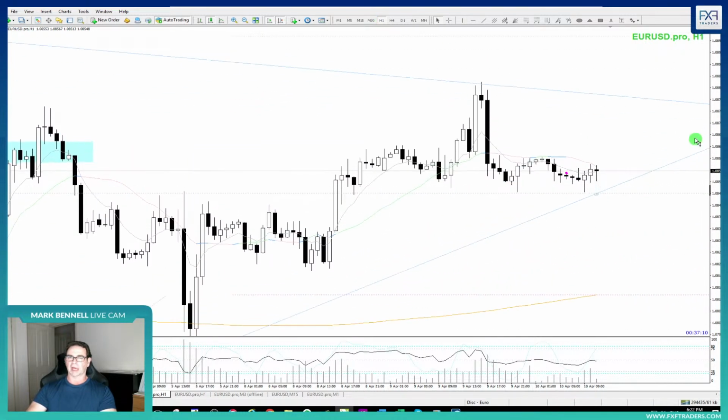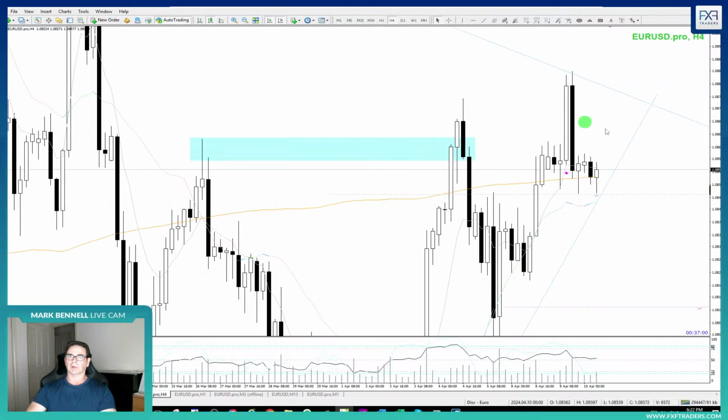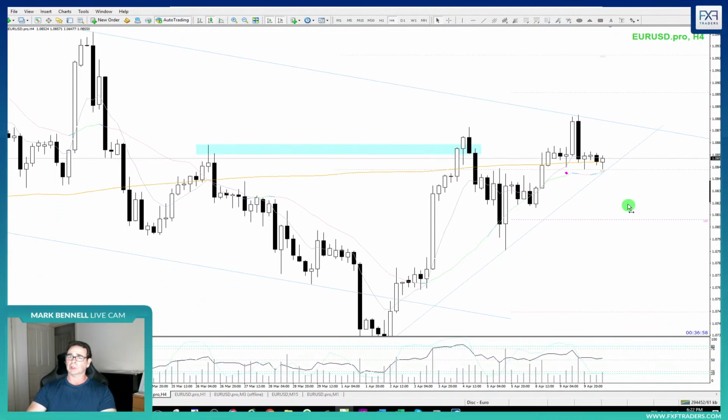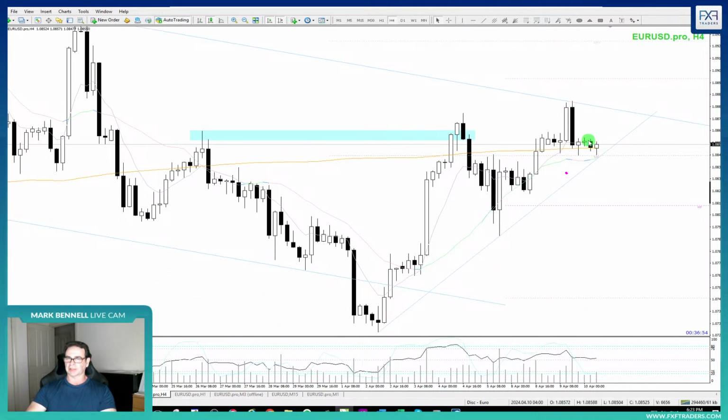Let's see if it kind of gave us anything. Yeah, look, a little bit of an ABC through there. Would have been a bit of a brave entry in there, but look, it is what it is. Wasn't clean. Can make a case for a bit of a head and shoulders here, but I'd still be bullish through here.